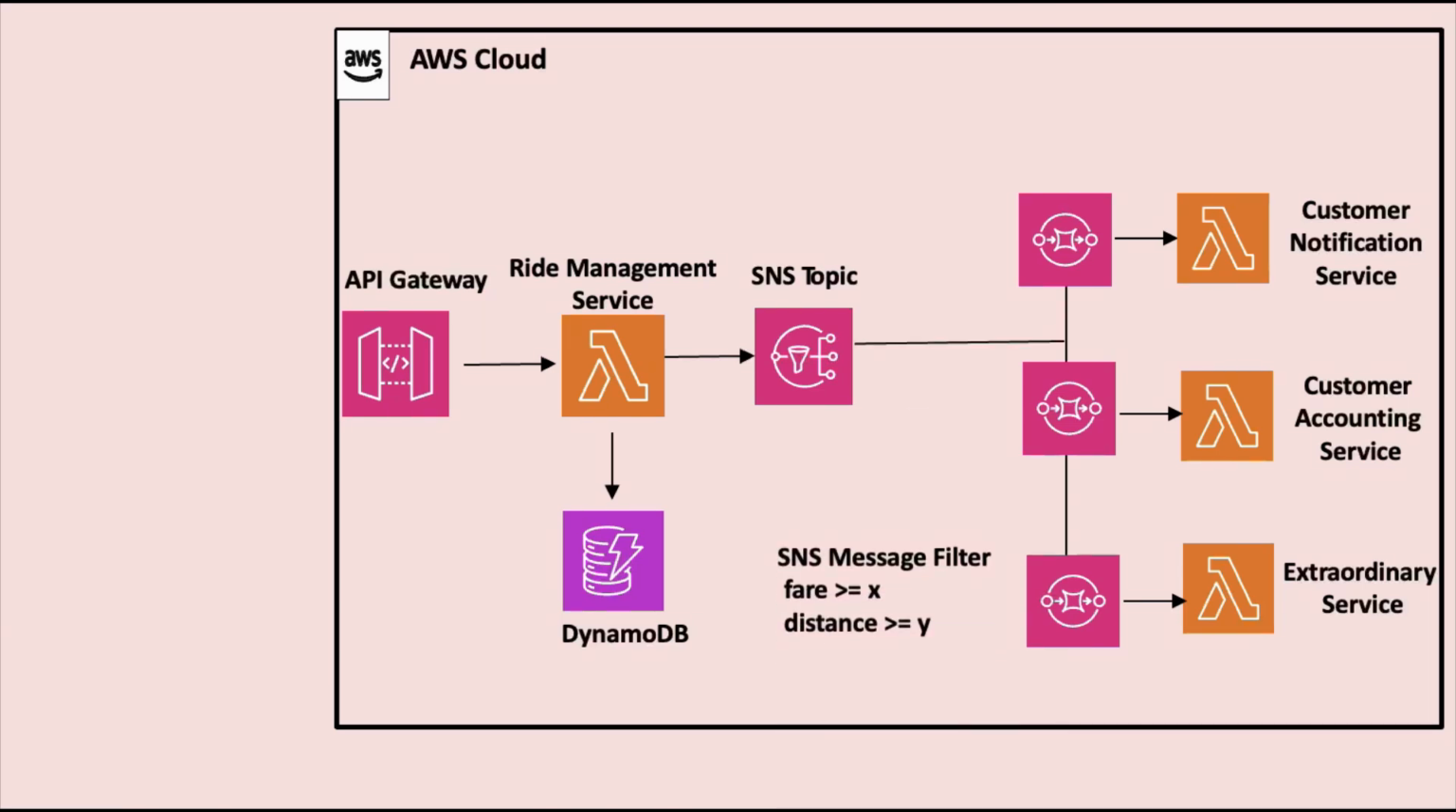When the SNS topic receives messages, there is a message filtering criteria. Only if certain conditions are met will messages be delivered. For example, for the third service, the extraordinary service, not all the messages will go to it. If a message has fare greater than or equal to x, and distance greater than or equal to y, only then will those messages be filtered and sent to the extraordinary service.